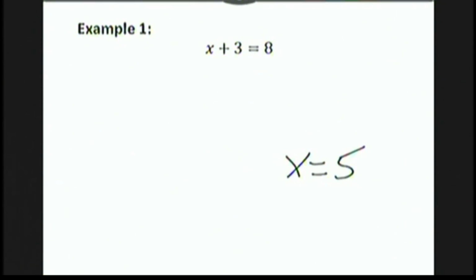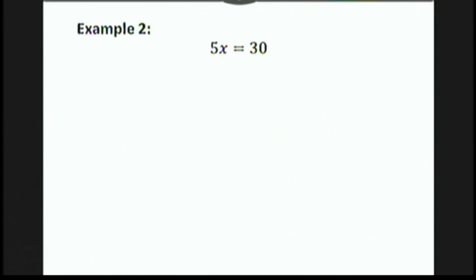On standardized tests like the ACT, it's nice to try and get in the habit of solving equations informally to save time. Let's also go through the formal solution. To solve this equation formally, we would subtract 3 from each side of the equation to get x equals 5 as before.